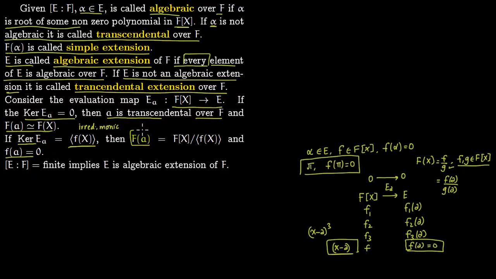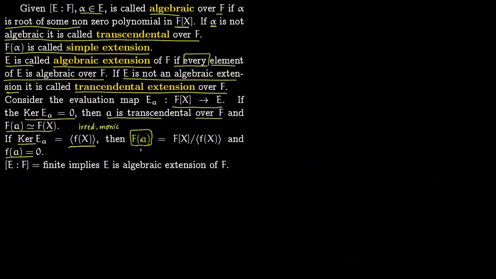Now this field you can obviously see because you are modulo-ing out by an irreducible polynomial, which is maximal, but you can see it directly also. Say you take some polynomial here, say h(x). If this h(x) is non-zero, it has to be coprime to this f(x), because f(x) is just 0 in the quotient.